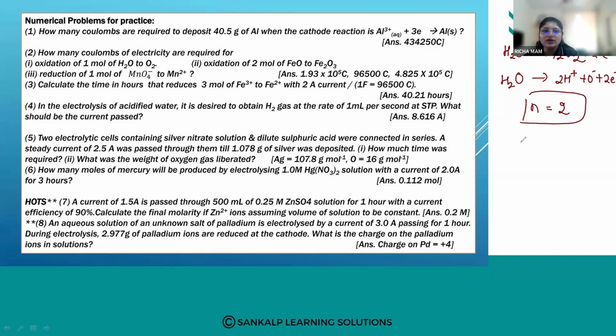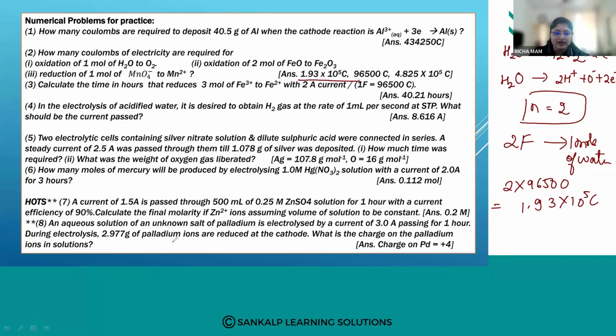So for oxidation of 1 mole of H2O, 2 moles of electricity is passed. So it is 2 into 96,500. So how much will it be? It comes to 1.93 into 10 raised to 5 coulombs. Yes, the answer is correct, 193,000. You can convert it into this.